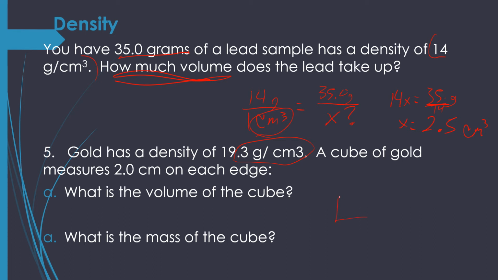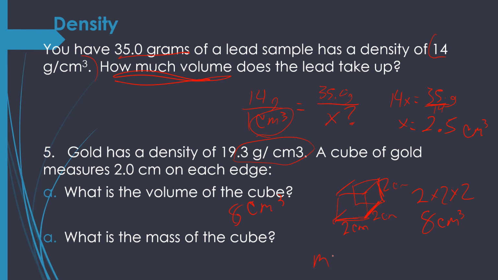Well, if a cube is made of 2 centimeters on each edge, so each edge is 2 centimeters, the volume would be that times that times that. So 2 centimeters times 2 times 2, which becomes 8 centimeters cubed. All right, so the volume of the cube is 8 centimeters cubed. What is the mass of the cube?